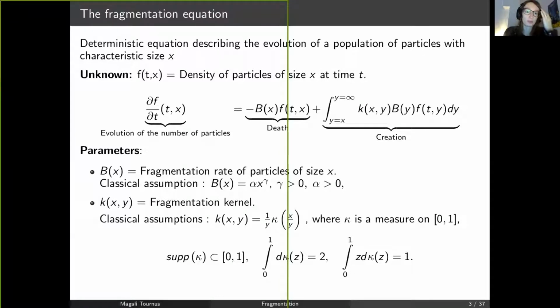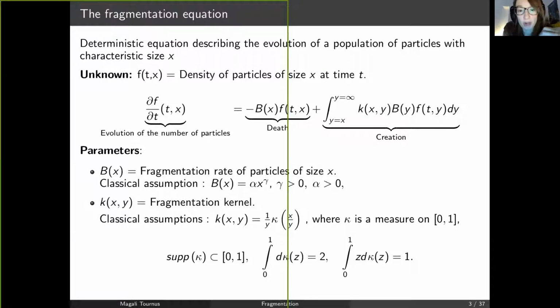And so to recover b, we need to recover two parameters, namely alpha and gamma, and they both are positive numbers. And we have creation of particles of length x. It happens when a particle of length y breaks into two particles, one of length x and one of length y minus x. So this is just an equation which says that particles are undergoing fragmentation and that everything is preserved.